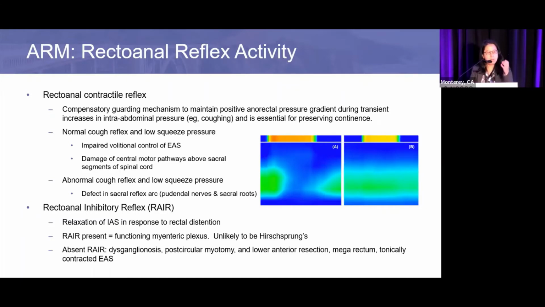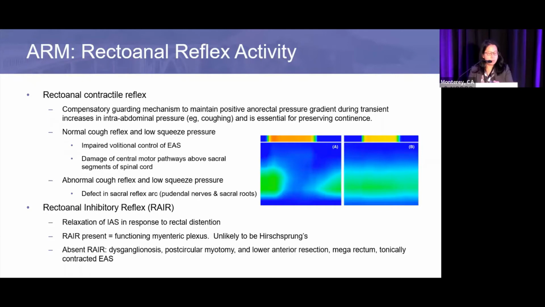So if the patient has a low squeeze pressure, but they have a normal cough reflex, it generally means there's some kind of impaired volitional control of the external anal sphincter muscle, or maybe a damage to central motor pathway above the sacral segment of the spinal cord. But if they have a low squeeze pressure and their cough reflex, well, for us, we actually have them blow a balloon. If that external sphincter doesn't go up naturally, then it's probably some kind of defect in the sacral reflex arc, which includes the pudendal nerve and the sacral root.